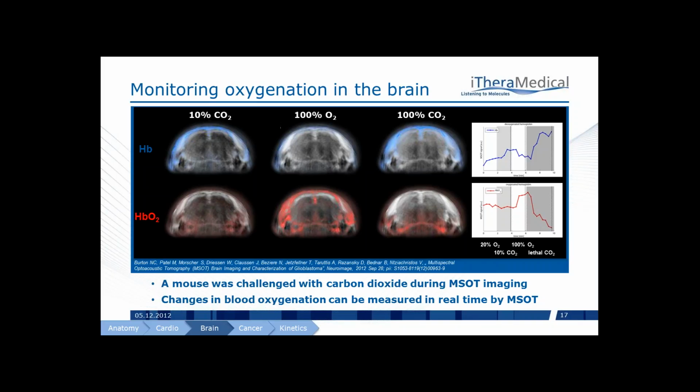So we know that we can track changes in oxygenation within the brain, and this could be used as proof of principle that functional imaging could be done in the brain of awake mice, or living mice.